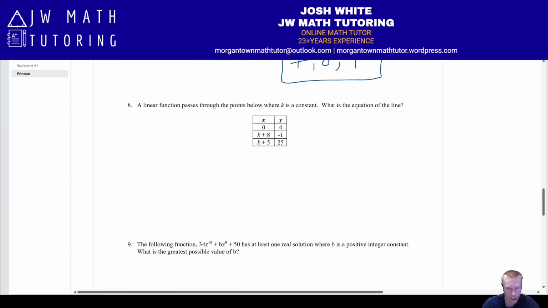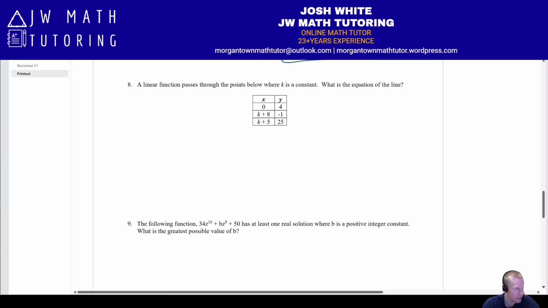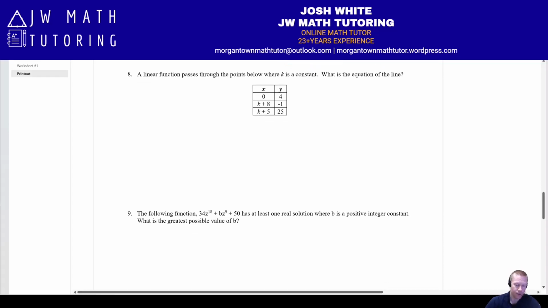All right, let's look at number 8. So for this one, you're given a table of values, and you're told that a line goes through these 3 points, and the way the question was reported is, what's the equation of the line. If that's really what it was asking, it would have to be multiple choice. But if it asked for just the slope of the line, then it doesn't have to be.